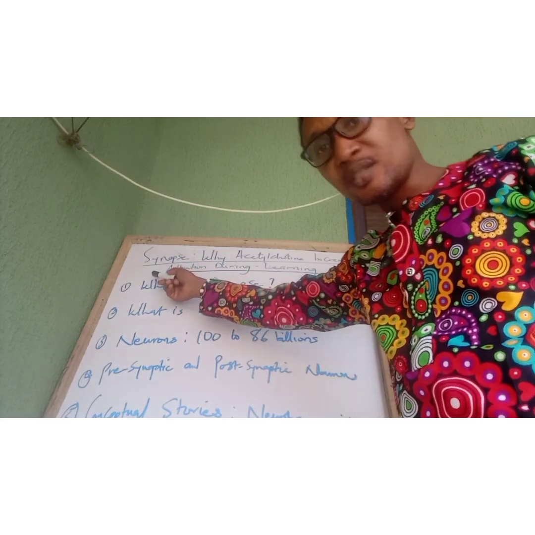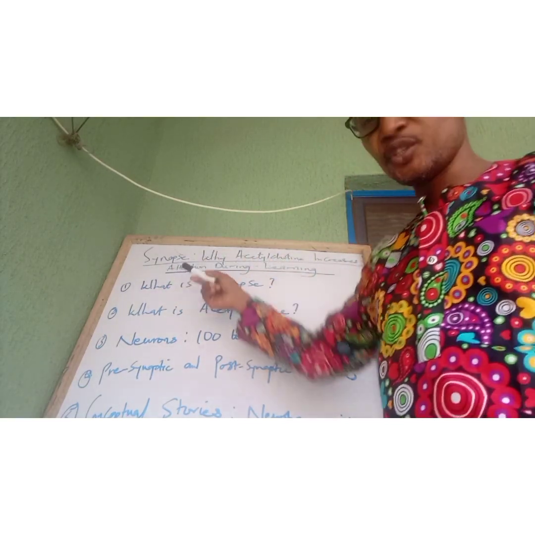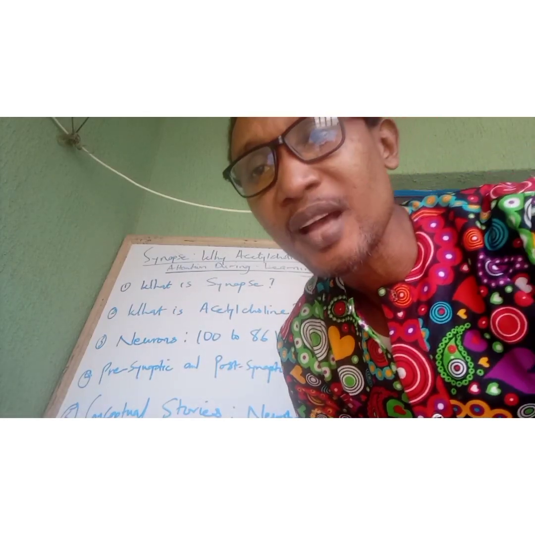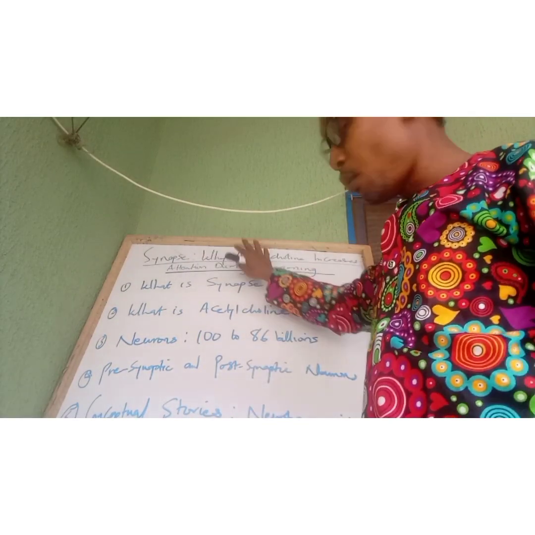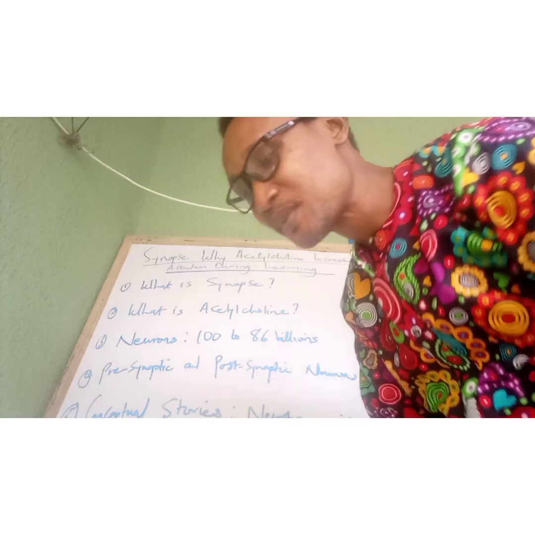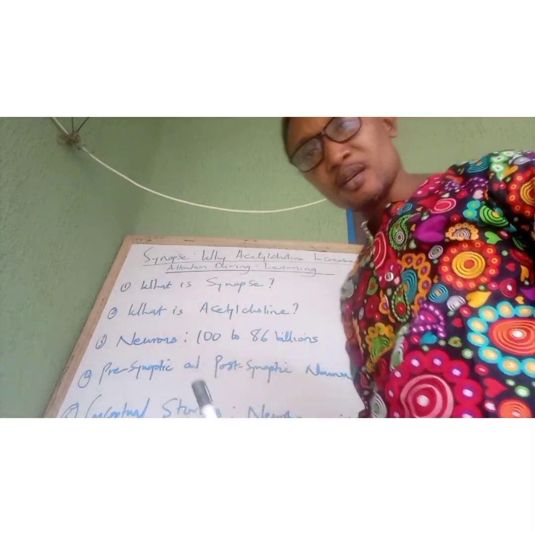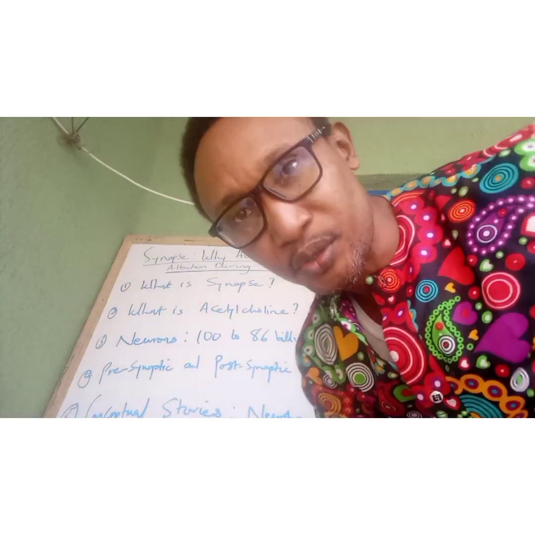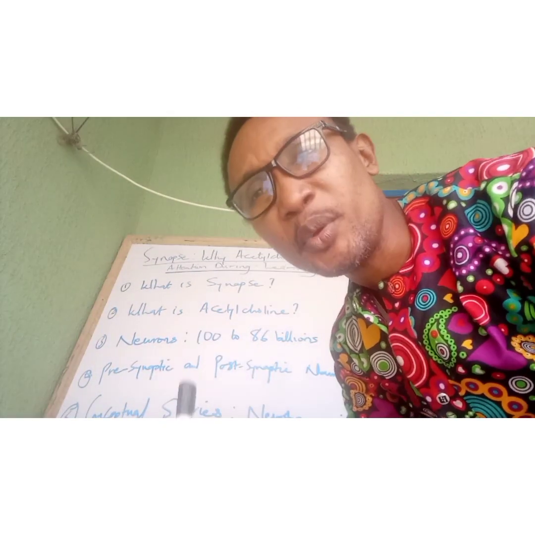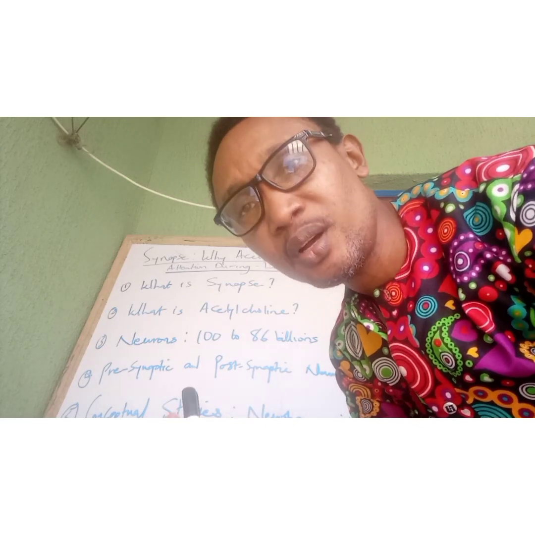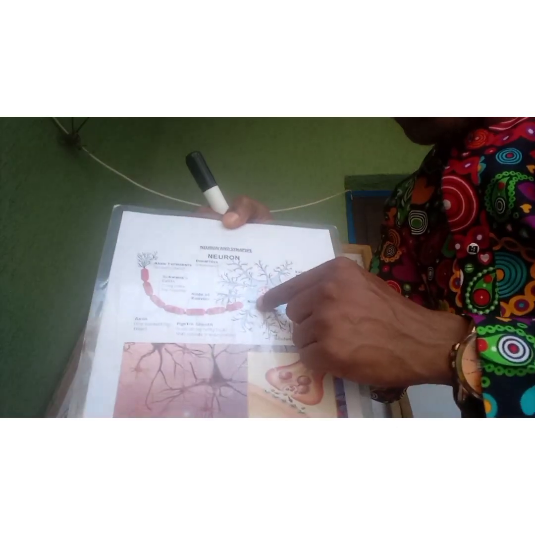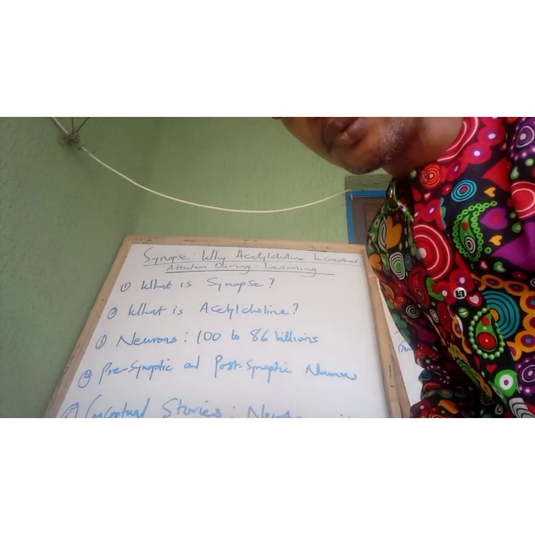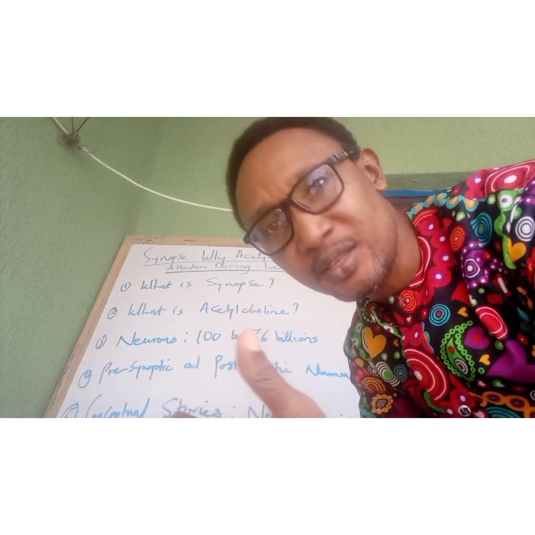The title is Synapse: why acetylcholine increases attention during learning. Why does it increase or enhance attention? But before we go into an in-depth explanation of today's topic, let me quickly answer this: what is a synapse? A synapse is simply a juncture. It is the space between two cells or between two neurons. Neurons are cells in the brain. This is a good example of a neuron. So that space between one neuron and the other is called the synapse.